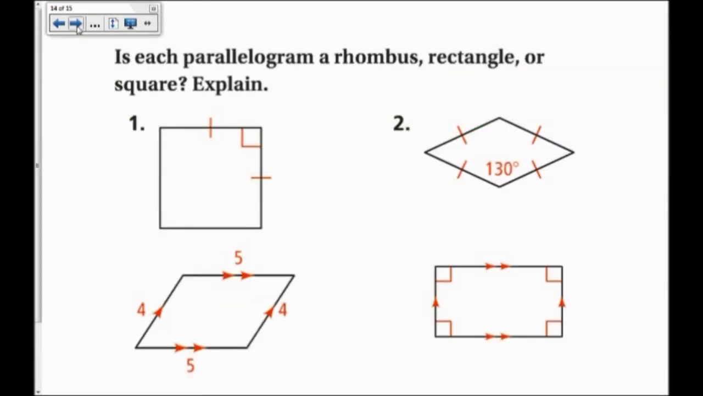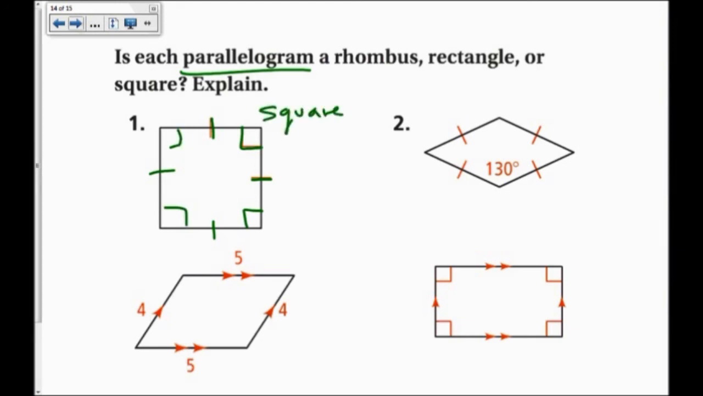Is each parallelogram a rhombus, rectangle, or square? Explain. Okay, they're all parallelograms. So all the opposite sides will be congruent. This is the same as this, and this is the same as this. The consecutive angles are supplementary. So if this is 90, this is 90, and this is 90, and this is 90. So this is a square.